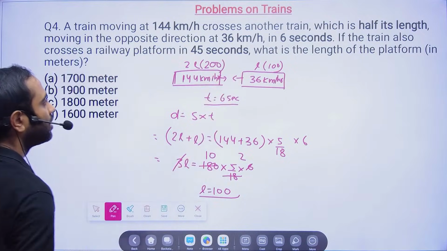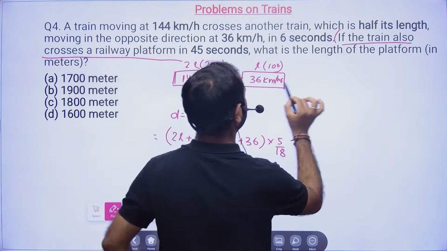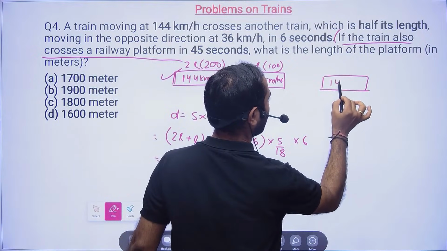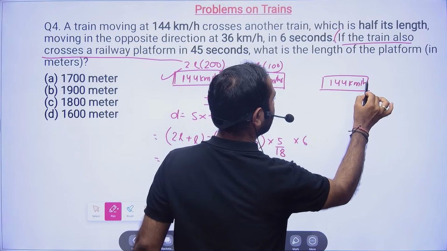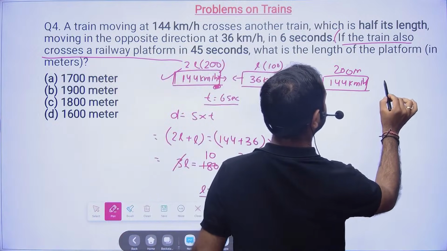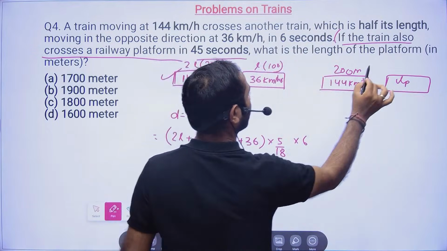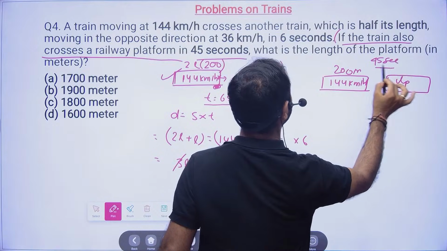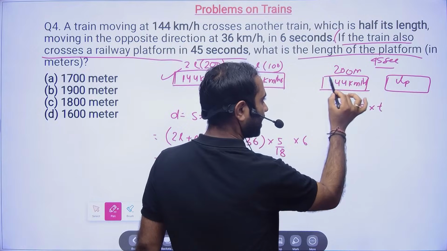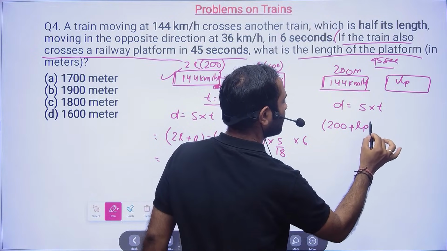That means 200. Now they're telling that the train also crosses a railway platform. If this particular train, whose speed is 144 kilometer per hour and length 200 meter, crosses a railway platform, LP, in 45 seconds, then find out the length of the platform. Distance will be equal to speed into time. If a train is crossing a platform, then it is length of the train plus length of the platform.